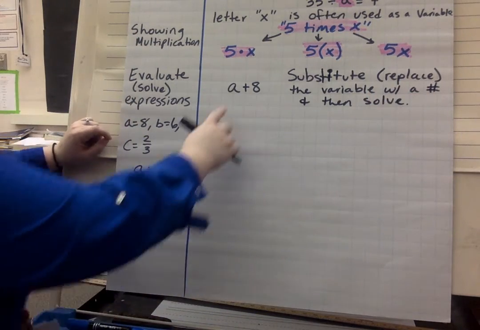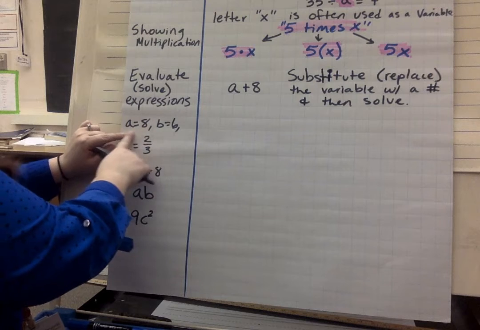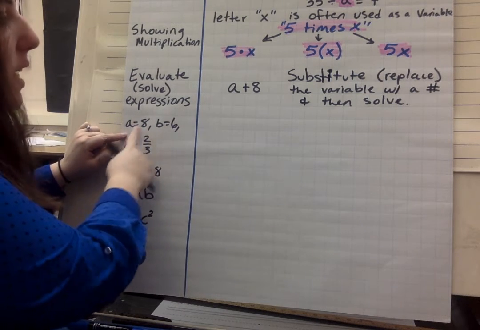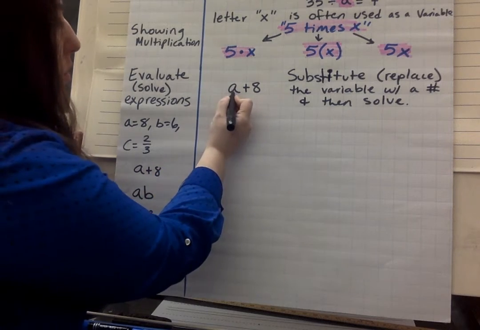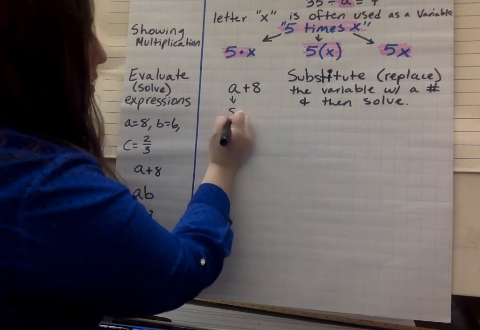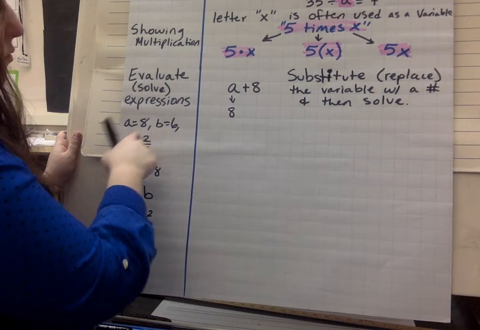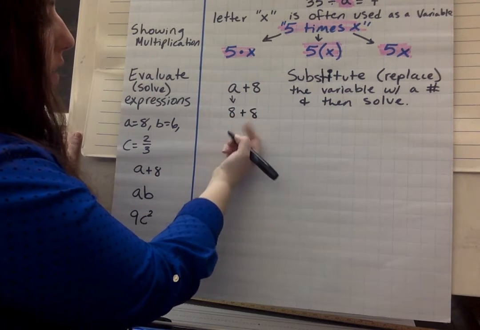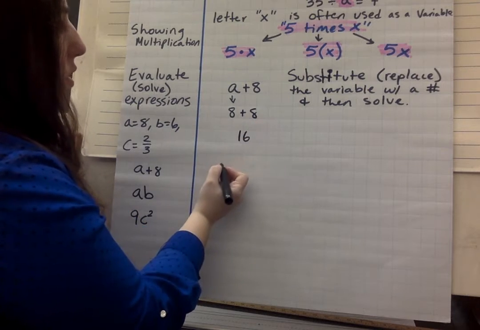So I'm going to substitute this a with what it told me it equals right here. Over here it says a equals 8. I'm going to replace that. And I'm going to bring this down, so then I have 8 plus 8 equals 16.